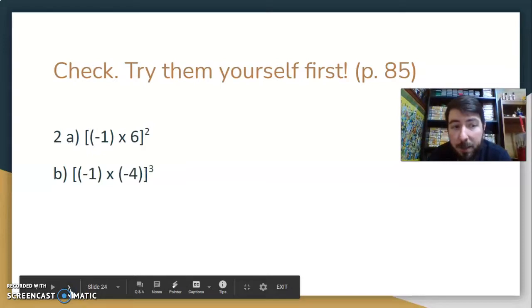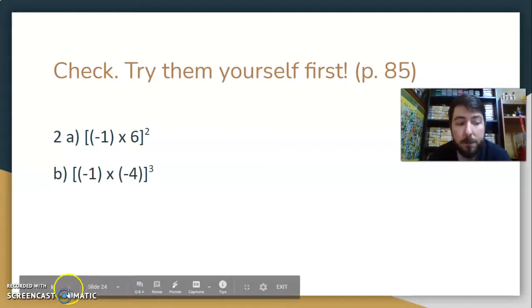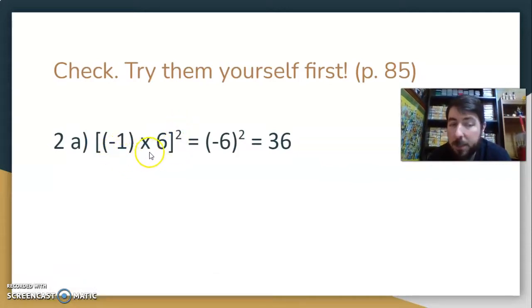And then try solving these ones as well. So again, pause the video, take a few minutes to try to solve them. So negative 1 times 6 to the power of 2, well, negative 1 times 6 is negative 6. And when we do that to the power of 2, we get 36.